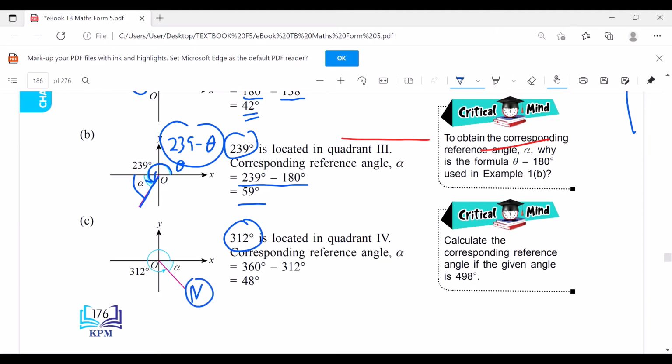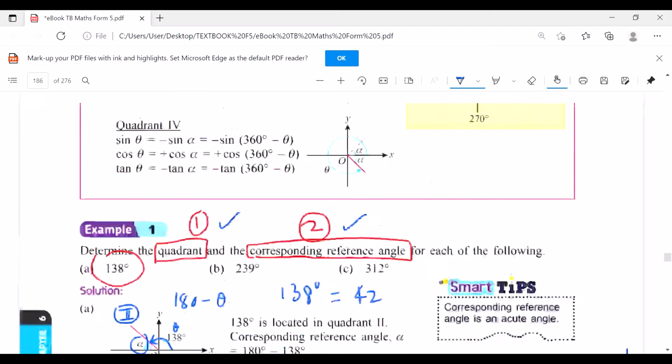Okay, what about 312? 312 is on the fourth quadrant. Yeah, fourth quadrant. It is more than 270. 270 is here, right? It is already more than 270. So the reference angle is 360 minus theta. If you still remember, this one is your theta. So you minus 312, you get 48.